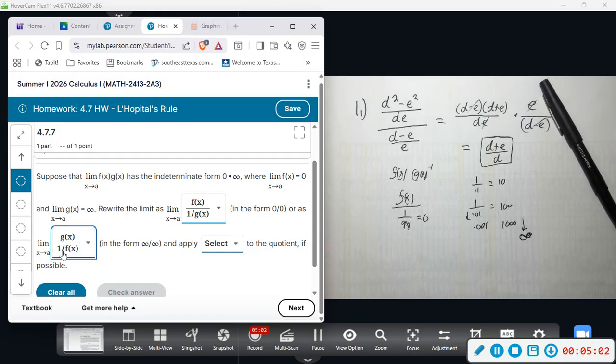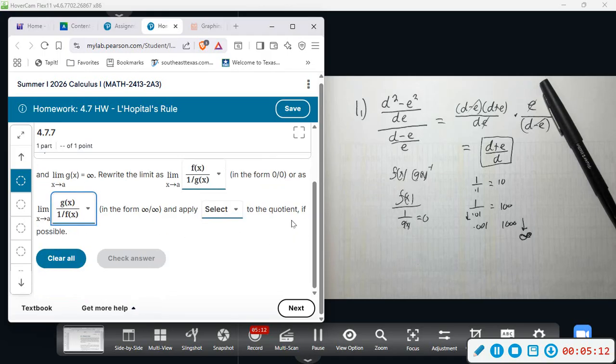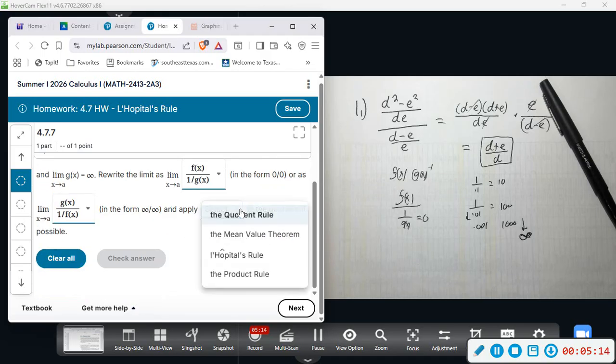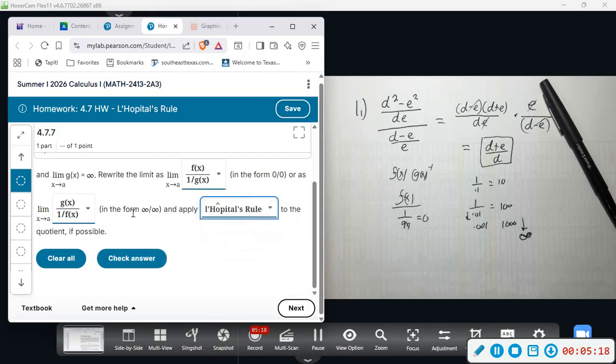You can do either way, and they both work out. So g of x was already going toward infinity. So if you do 1 over something really small like 0, that goes toward infinity. And then after we do that, we will apply L'Hopital's rule. So you can rewrite it first, and then we apply L'Hopital's rule.